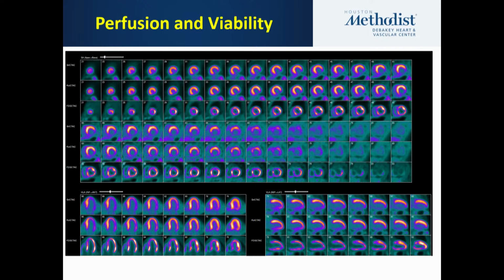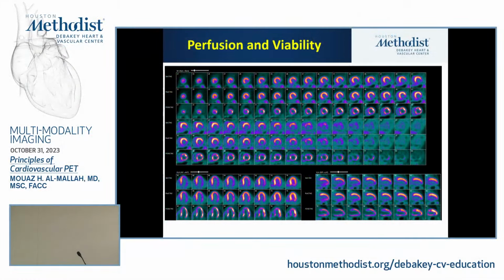So that's something we need to train ourselves: if you really are looking for viability, do a proper viability protocol. And here you can see a fixed defect could be a scar, but could also be hibernating myocardium, which is what we see here. We have not done nuclear rotation yet, so can you explain, sir, how do you say it's viable?